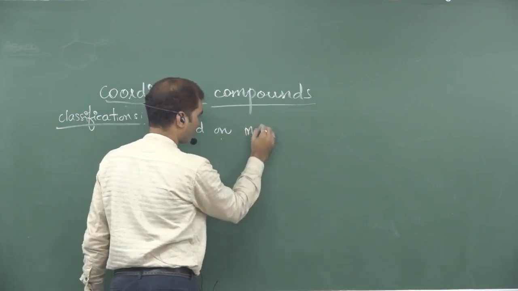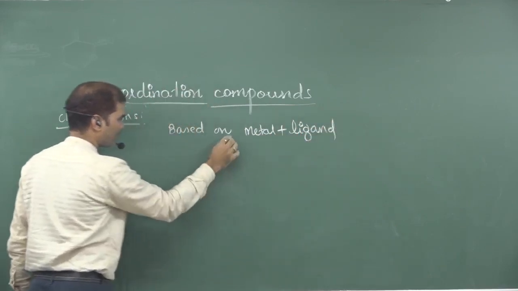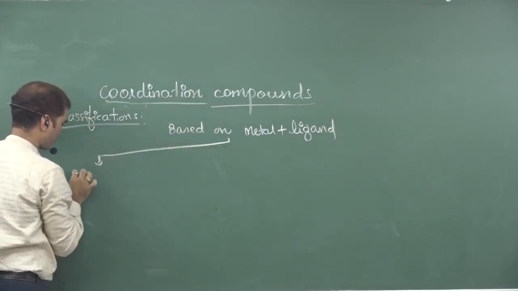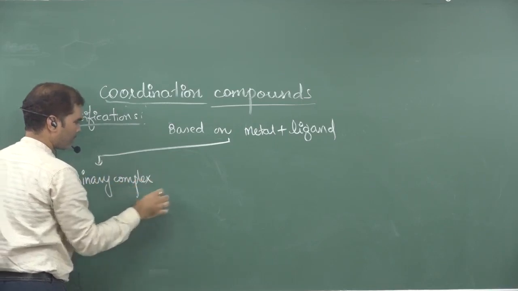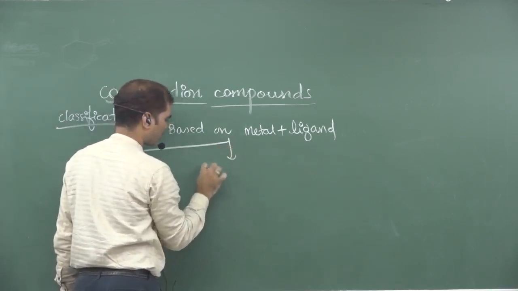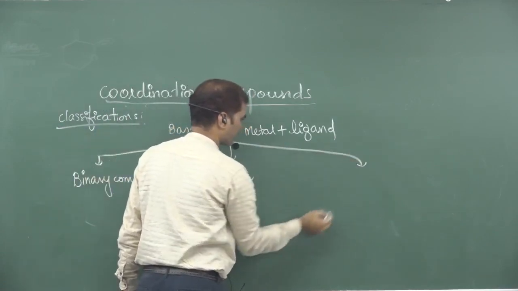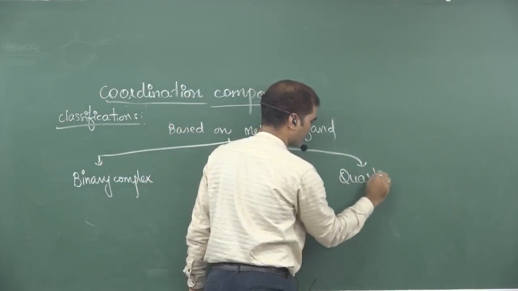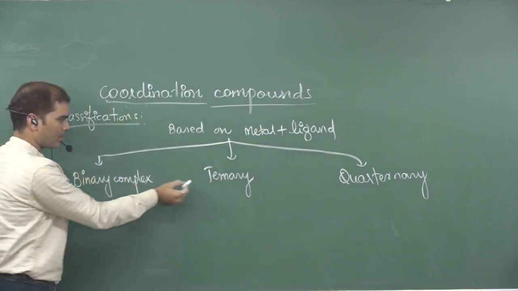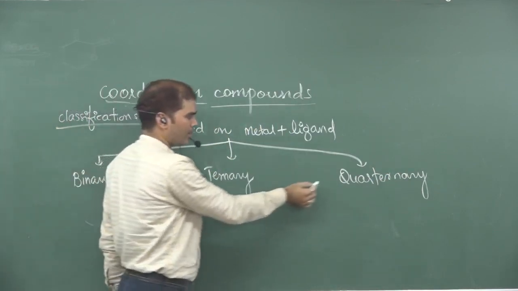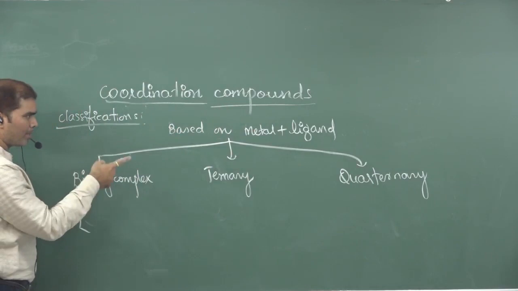Now we'll take combination. Based on metal as well as ligand, we classify the complexes into binary complexes, ternary complexes, ternary or tertiary, quaternary complexes. What is a binary complex? Now here I am considering both metal as well as ligand.